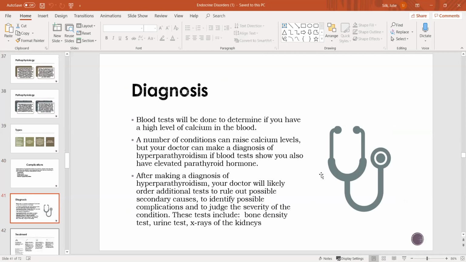So to diagnose this, they are going to do blood tests again. They want to rule out other things because there's a lot of things that can cause high calcium levels. So they're going to rule out some of those things.